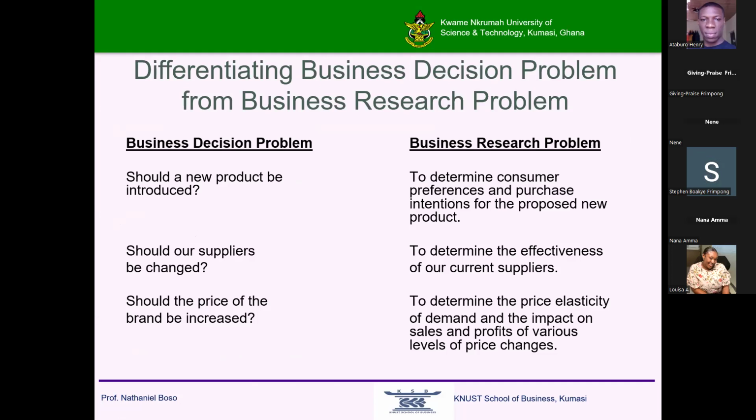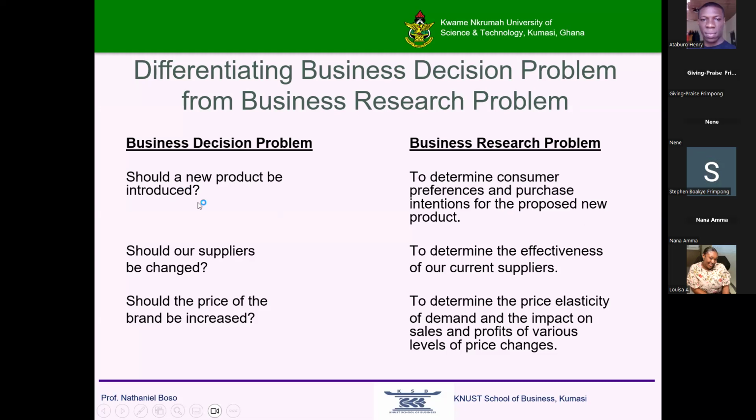At this point, we need to be able to distinguish between a business decision problem and a business research problem. Sometimes, one way of diagnosing a business decision problem is that it might suggest an answer like yes or no, on the face of it. So for instance, should a new product be introduced? What would be the answer? Yes or no. But a business research approach to this management problem will be, it depends. So, to determine consumer preference and purchase intention for the proposed new product.